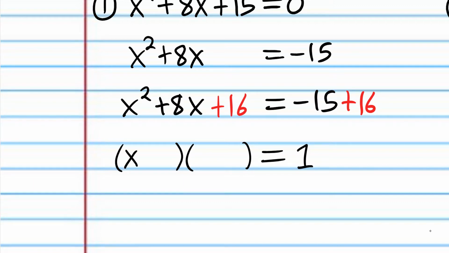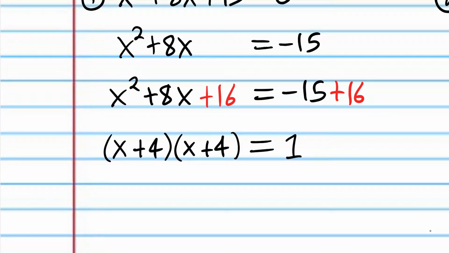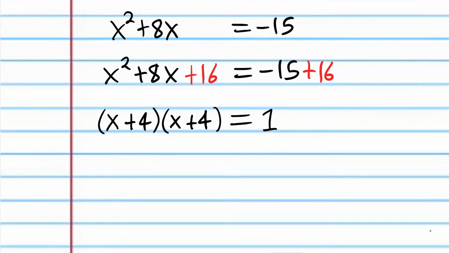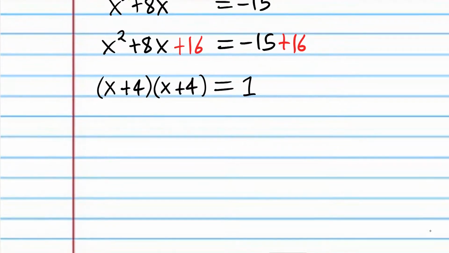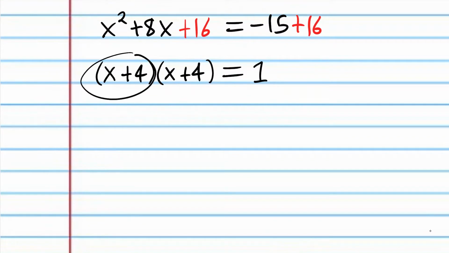Now, you should have gotten 4 and 4. 4 times 4 is 16, and 4 plus 4 is 8. All right? Now, this is called a perfect square. And the reason it's called a perfect square is because both of these factors, both of these binomials, are the same. They're both x plus 4.